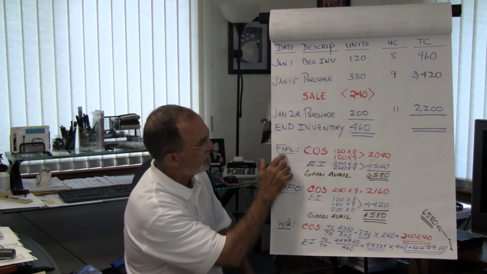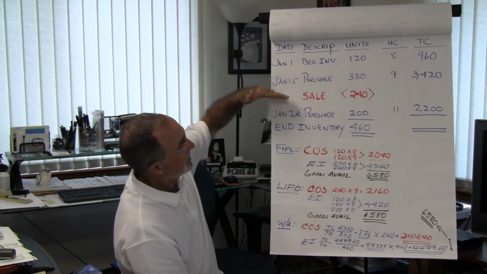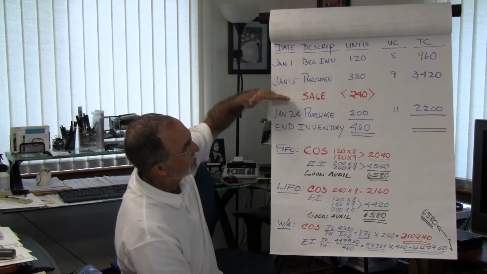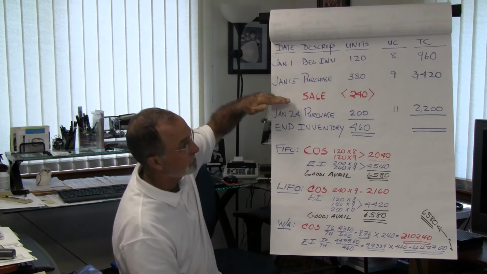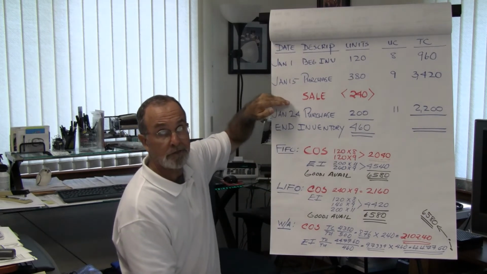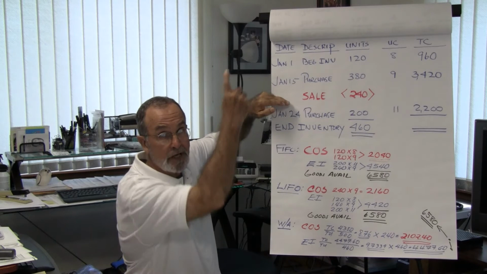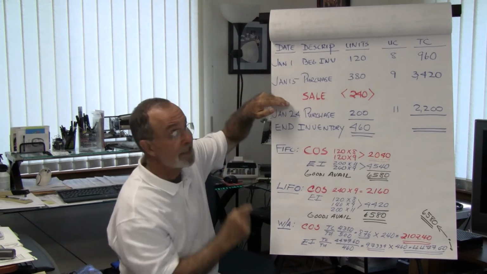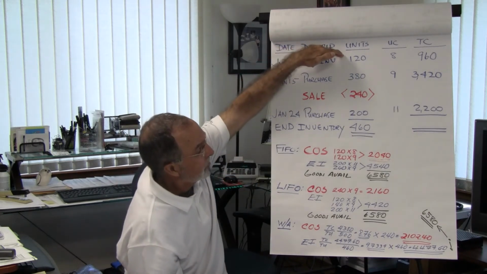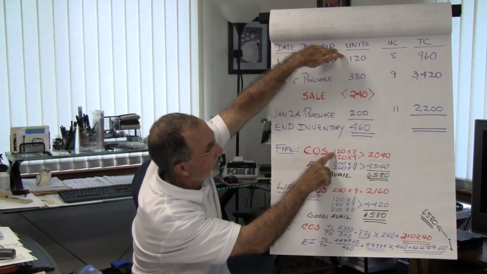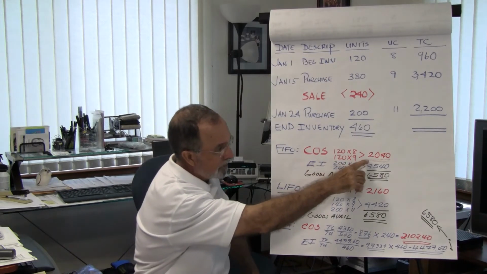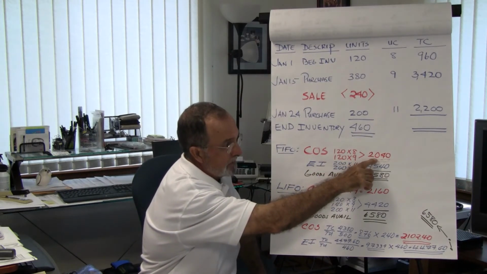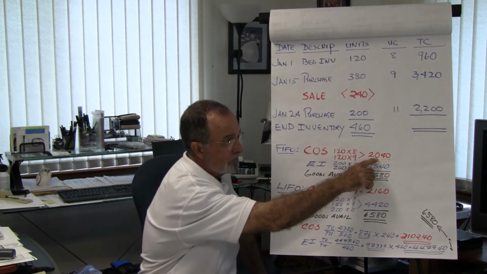In the first one, FIFO, first in, first out. At this point in time, we sold 240 units. And so first in, first out tells us we calculate the cost of this sale from the top, working our way down. So we start out with the 120 at $8, and then we need another 120 at $9. So our cost of goods sold is $2,040.